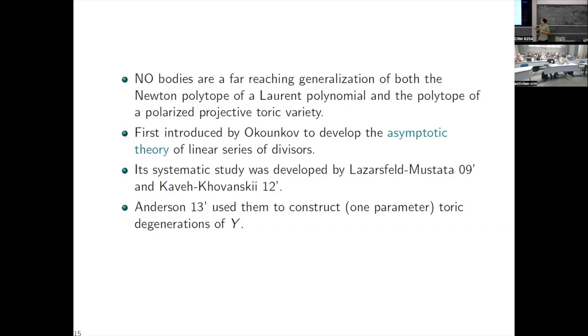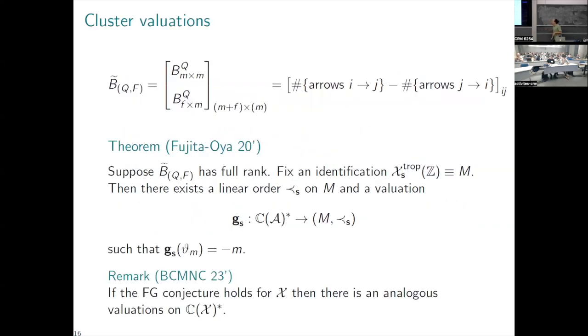And in 2013, Anderson used them to construct one-parameter toric degenerations of Y. So the story is about toric degeneration, but with a single parameter. In our paper, we also want to compare these two approaches of Anderson and Gross-Hacking-Keel-Kontsevich, giving toric degenerations out of a Newton-Okounkov body. Okay, so these are just comments, just to get a feeling of why. Let me go to the main point of the talk, the main theorem.